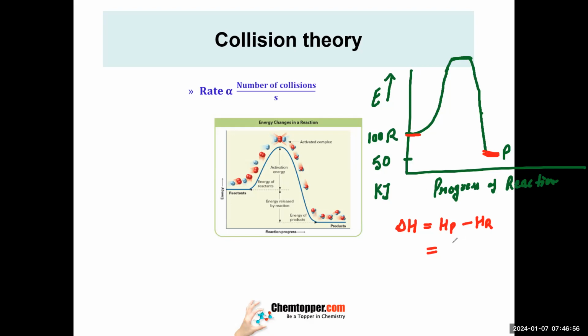HP is 50. You see energy, look at the energy profile. This is 50. HR is 100. So delta H is minus 50 kilojoules per mole. It means, what does it mean? What's the meaning of this negative sign, children? That this much amount of energy is released. Yes.